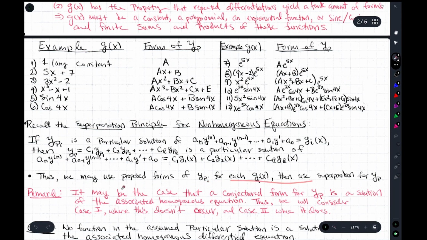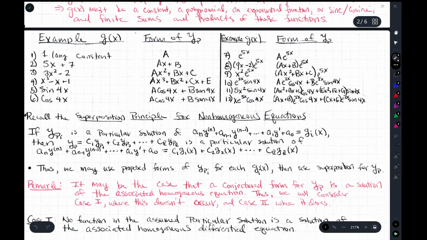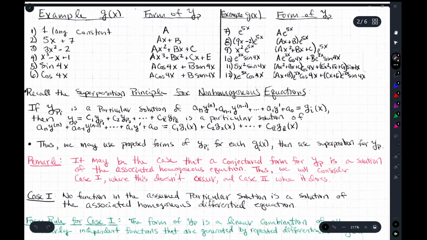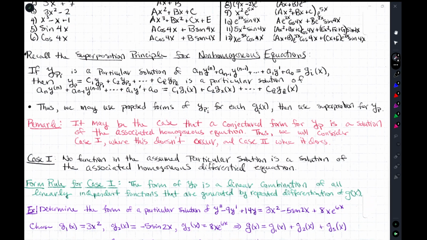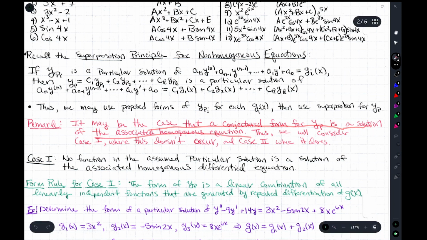Okay, so we may use the proposed form for each g_i, then use the superposition principle. Now, this is very important, so we have to pay very close attention to this remark. It may be the case that a conjectured form for yp is a solution of the associated homogeneous equation. Thus, we will consider case 1 where this doesn't occur and case 2 where it does, okay?